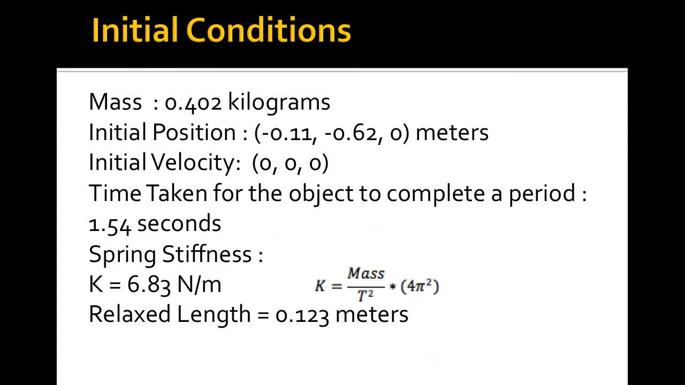So some initial conditions. The mass of the object is 0.420 kilograms. The initial position is negative 0.11 and negative 0.62 meters. The initial velocity is 0 meters per second. The time taken for the object to complete a period is 1.54 seconds. The spring stiffness, which is calculated as k equals mass times 4 pi squared over T squared, equals 6.83 newtons per meter. The relaxed length is 0.123 meters.